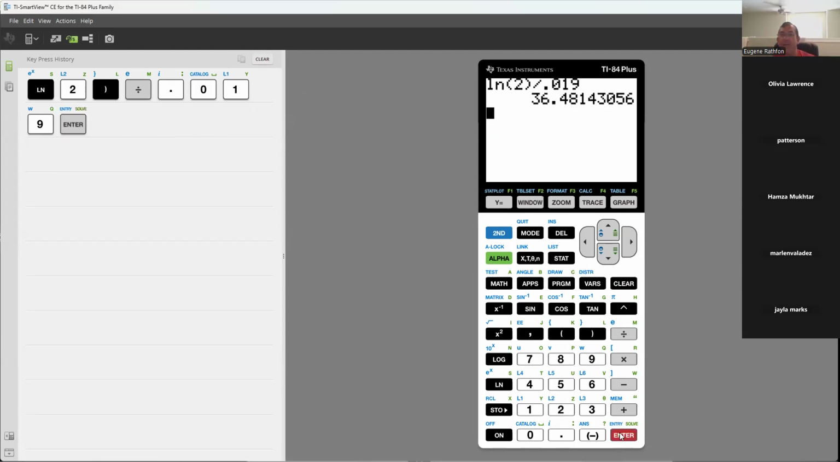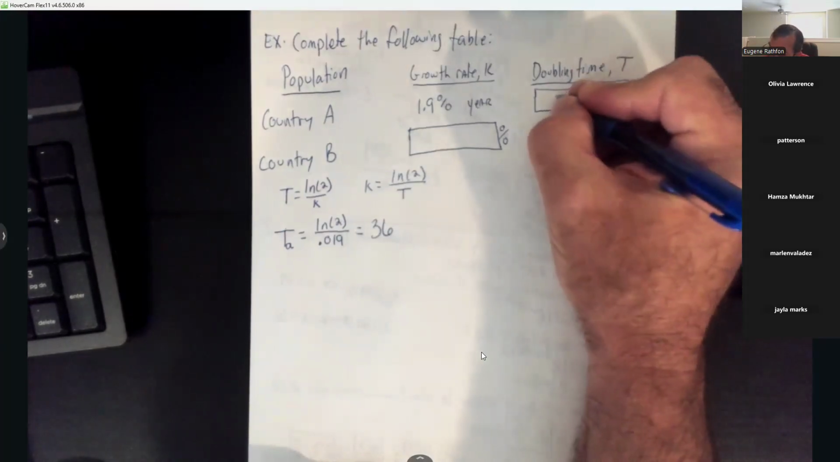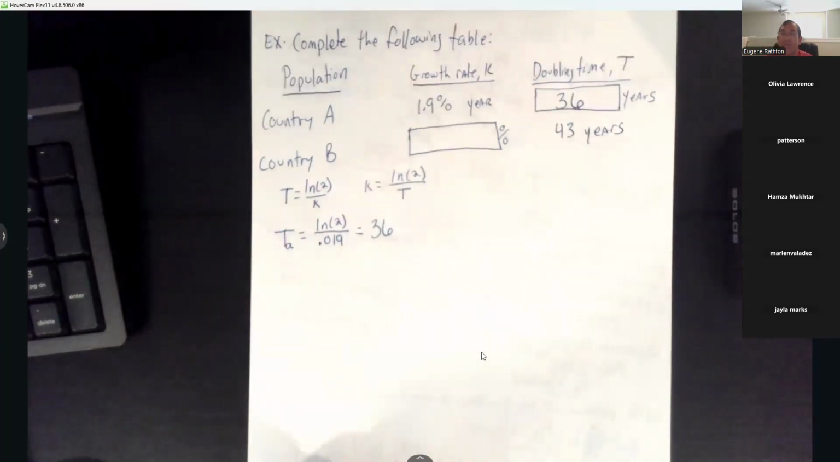I'm rounding it to the nearest year. We got a 36.4. Since that's 4 or less for that decimal place, we'll keep this at 36. So it looks like 36 years would be the doubling time for that population to double. So we would put a 36 right there.